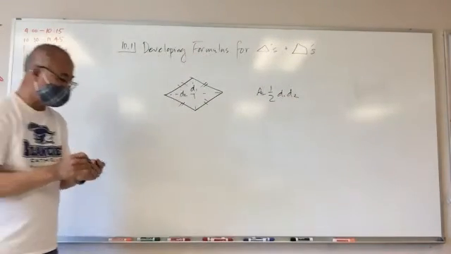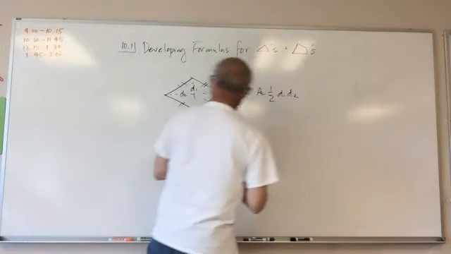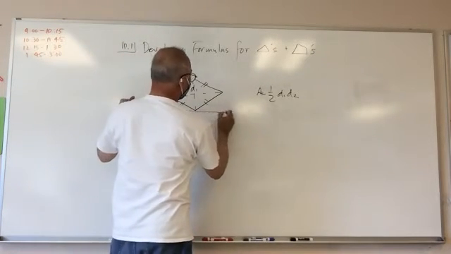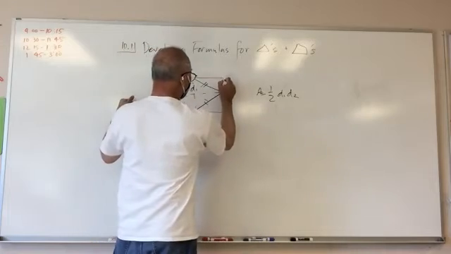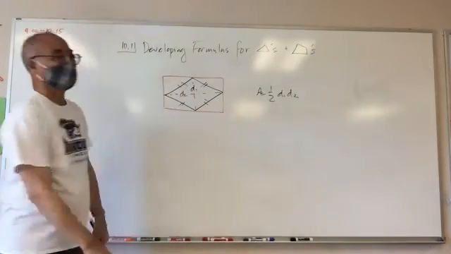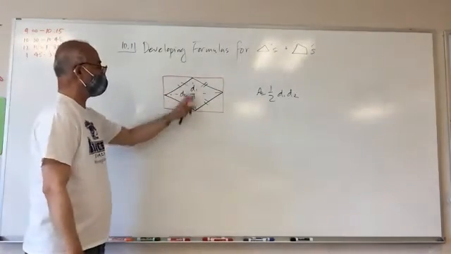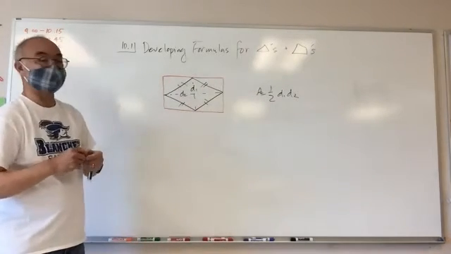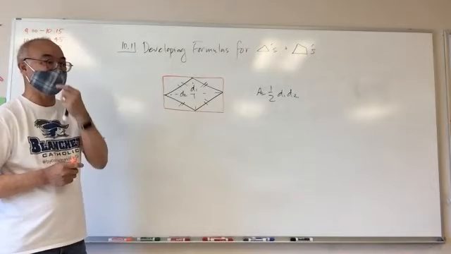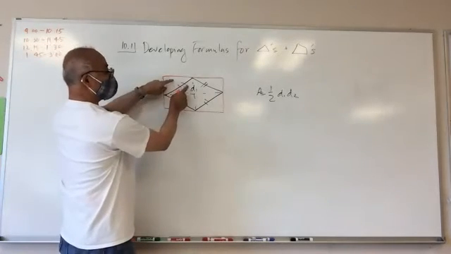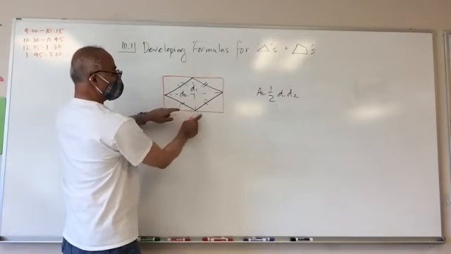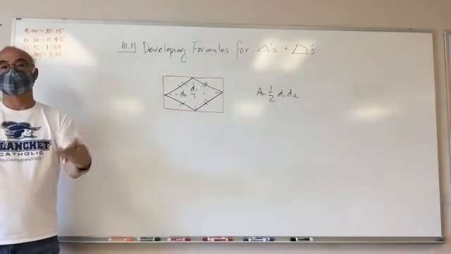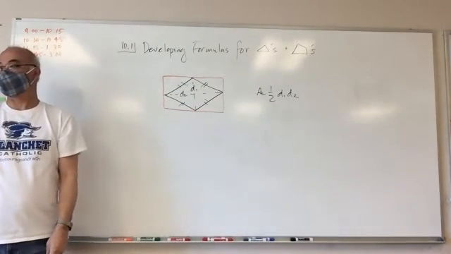The way you remember this is just as we did with the triangle. We're going to put this into a rectangle. The area of the rectangle is D1 times D2. And the rhombus is going to be exactly half of that, because this triangle and this triangle are the same, here the same, here's the same. So it's half. Does that make sense?